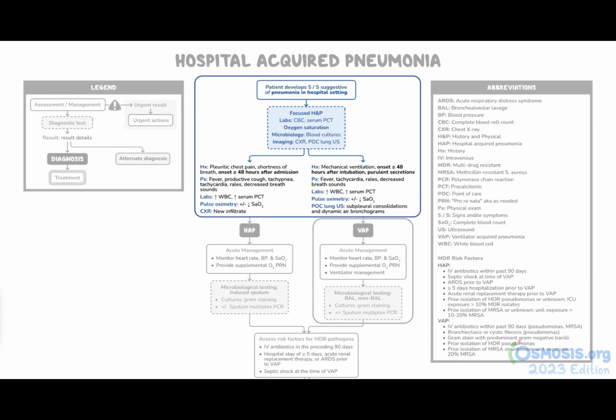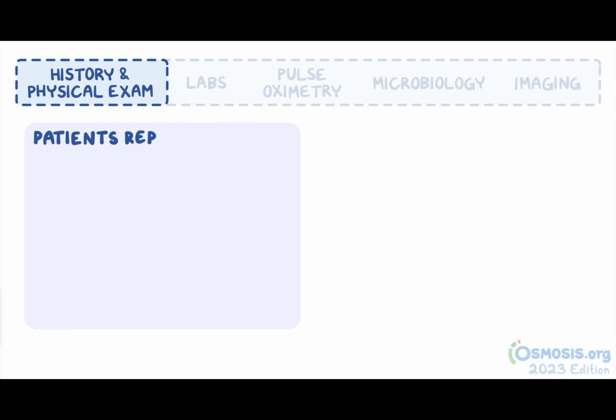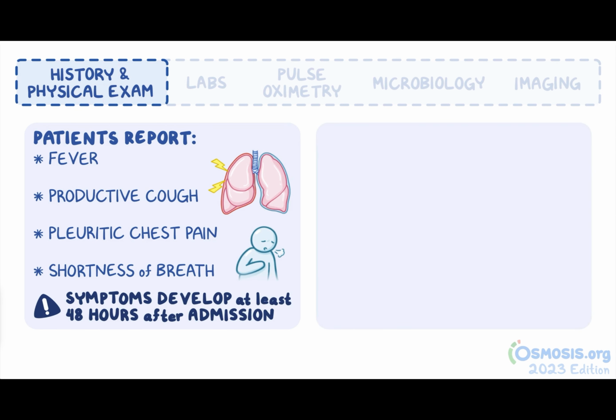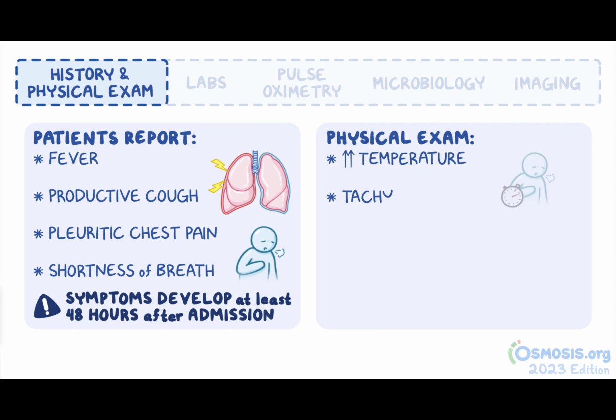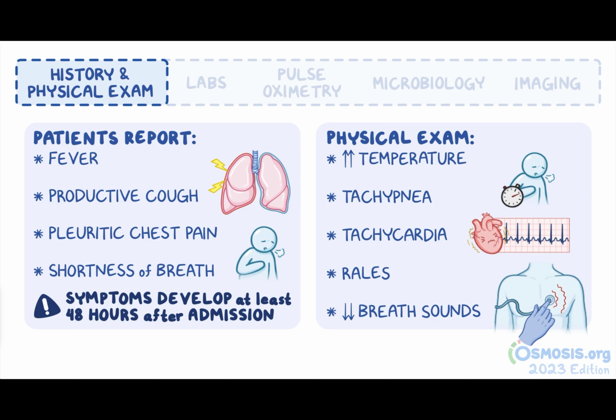All right, first, let's talk about the diagnosis and acute management of patients with HAP. Let's start with history. These patients usually report a fever, productive cough, pleuritic chest pain, and shortness of breath. Keep in mind that these symptoms develop at least 48 hours after admission. Now, the physical examination typically reveals elevated temperature, tachypnea, and tachycardia, as well as rales and decreased breath sounds.